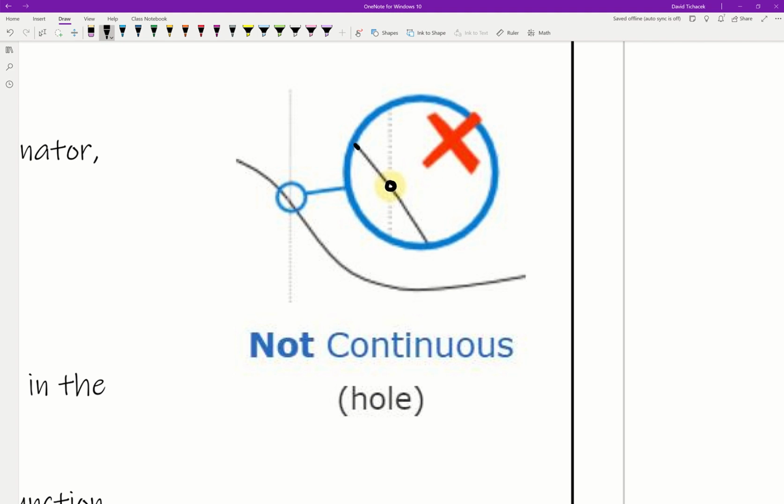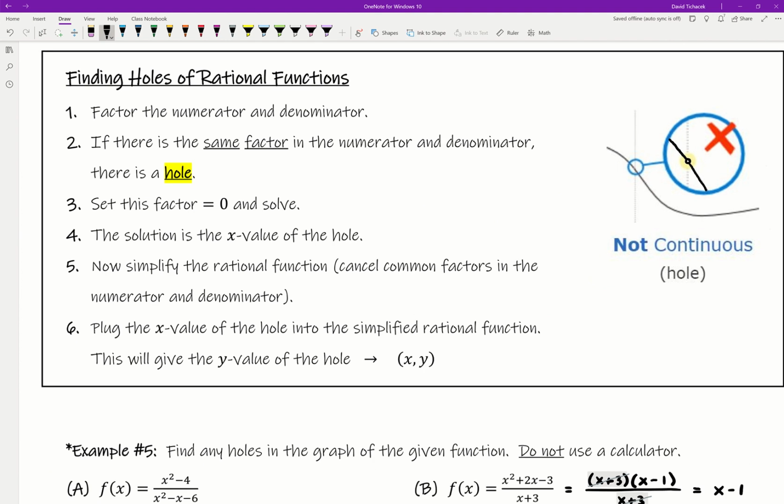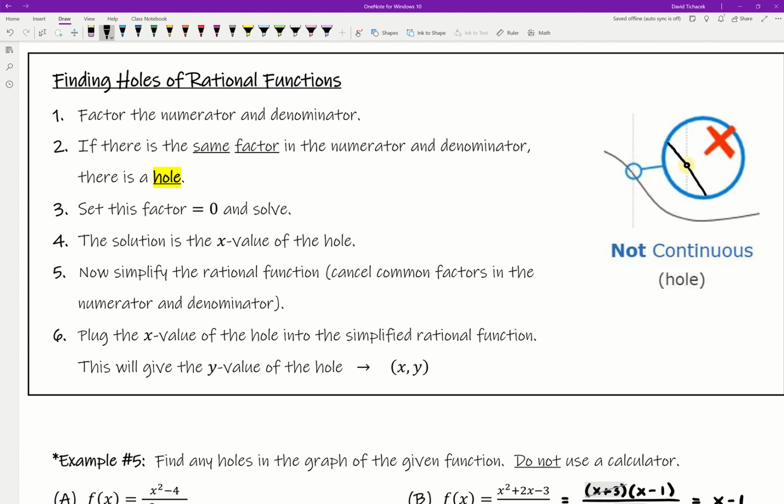We get the entire rest of the path of the graph, but then we would have to step over that hole and then continue walking along our sidewalk here, okay? So holes are going to come up when we start taking a look at rational functions with higher degrees, and so to find them algebraically, I've given you a nice step-by-step process here for being able to do that.